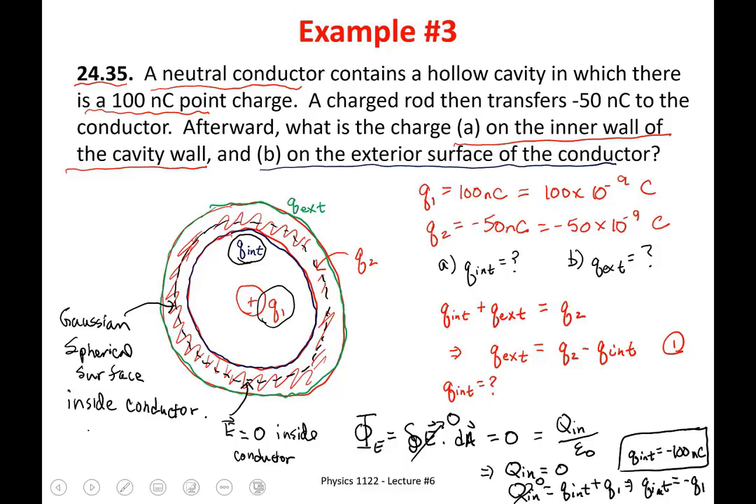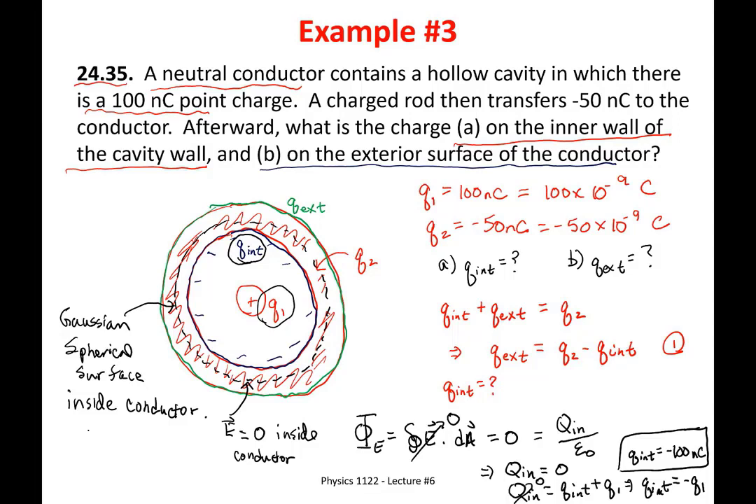What we have just reasoned out is that the charge on the inside surface of the conductor must be equal and opposite to the charge at the center. So by placing the positive charge in the center of the hollow, we polarized the charge on the conducting shell to draw enough negative charge inwards to just cancel the charge in the center of the hollow. So Q interior is equal to negative 100 nanocoulombs.